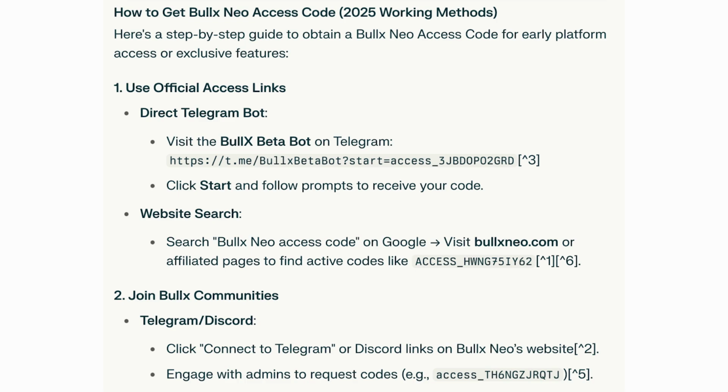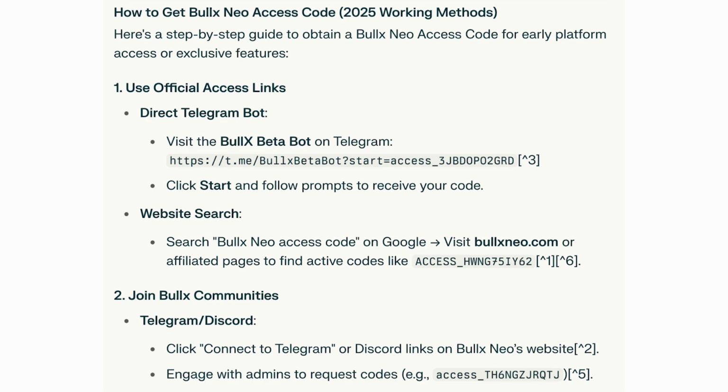Then web search, so search Bullx Neo access code on Google and visit bullxneo.com or affiliated pages to find active codes like Access, HWN, G75, etc.